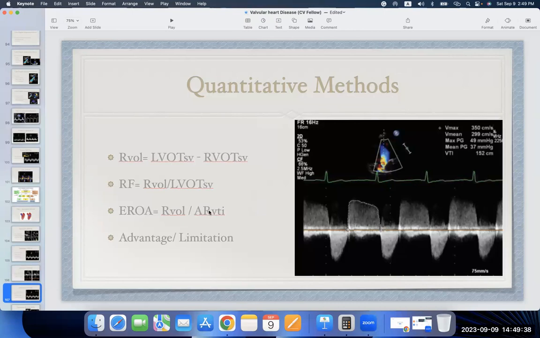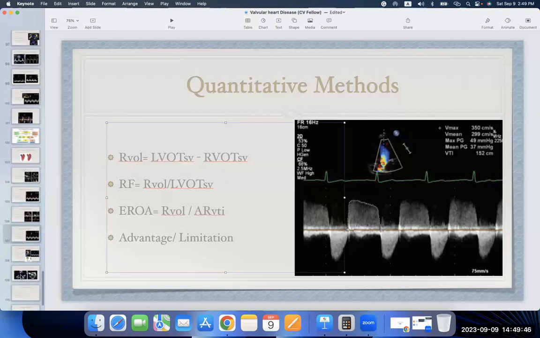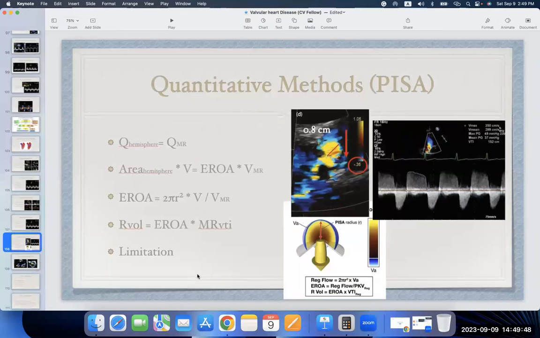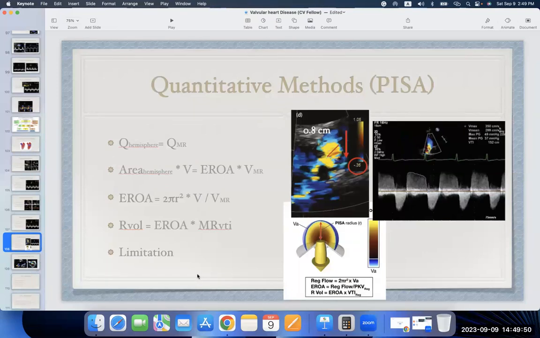Remember, we are here dividing by VTI, not by the maximum velocity. The maximum velocity, we're going to use it when we do the PISA. So for the PISA, as I mentioned, you can use it from parasternal, or you can use it from 5-chamber or 3-chamber. Look for the best PISA that you can get, and then you can use it. And you can do the same here.